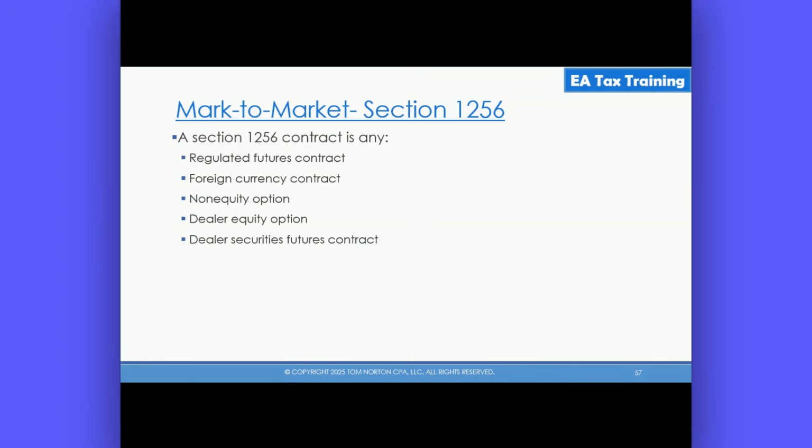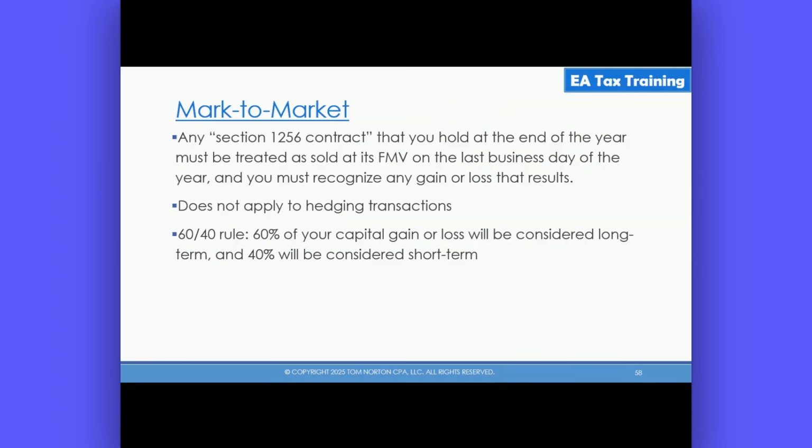Any of those are a Section 1256 contract. And if you have those, you have to mark to market. And so if you hold it at the end of the year, you treat it as if it was sold on the last business day at its fair market value. And then you recognize any gain or loss that results.